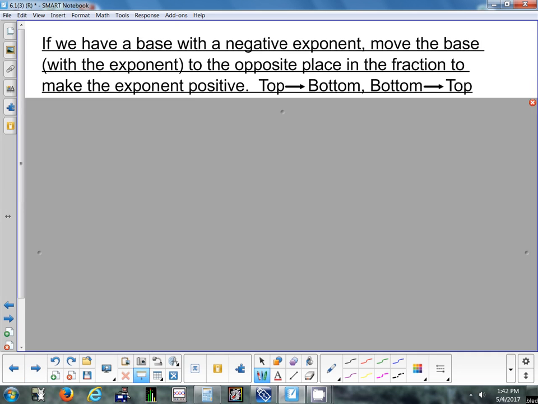Where do you move it? Well, we have a fraction, right? A fraction has a top, has a bottom. If we have a negative exponent in the top, we're going to put it in the bottom to make it positive. If we have a negative exponent in the bottom, we're going to put it in the top.